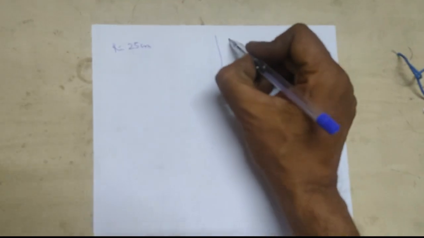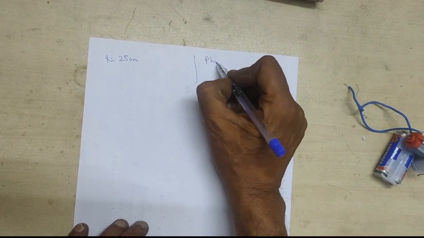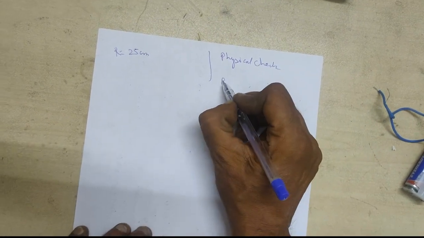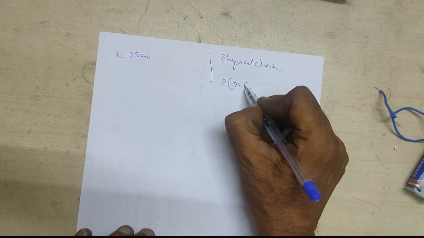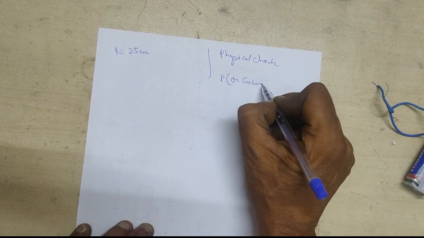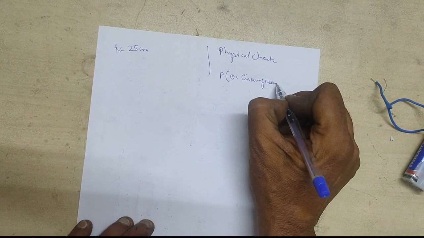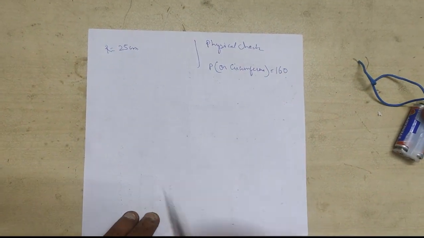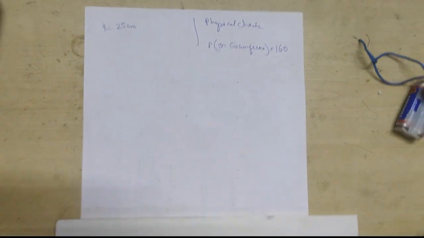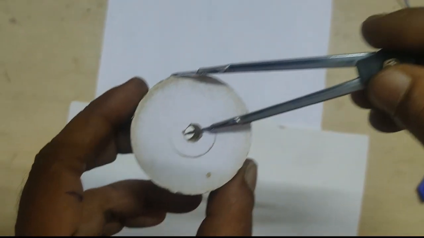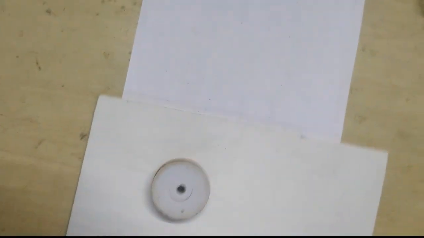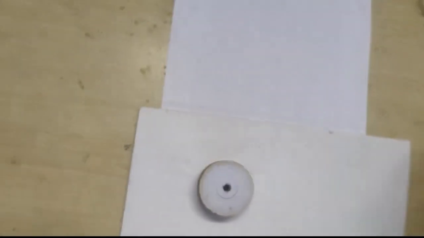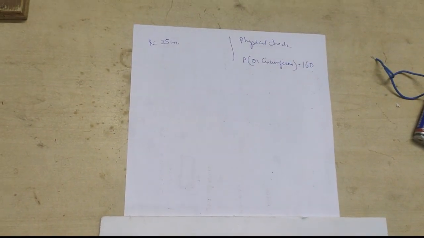As per the physical check, the perimeter, or you can also call it the circumference, is around 160. Let us check this out mathematically. We know the radius here. I'll show you again. See the radius. This was the radius. I measured it with my scale. It was somewhere around 25. So my radius here is 25.